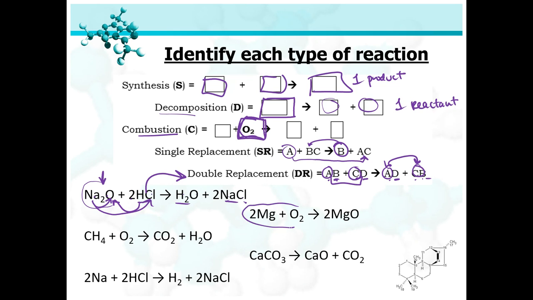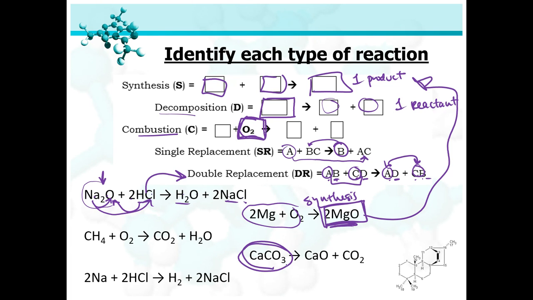Let's look at this guy. I've got two reactants, a single product. Single product tells me that I've got a synthesis reaction. This one is a synthesis reaction. This is the opposite. I've got a single reactant, many products. This is going to be decomposition. This one reactant is breaking down into multiple products.